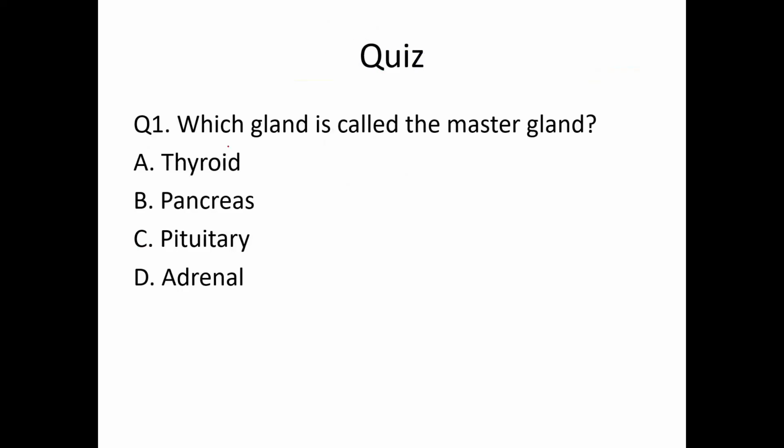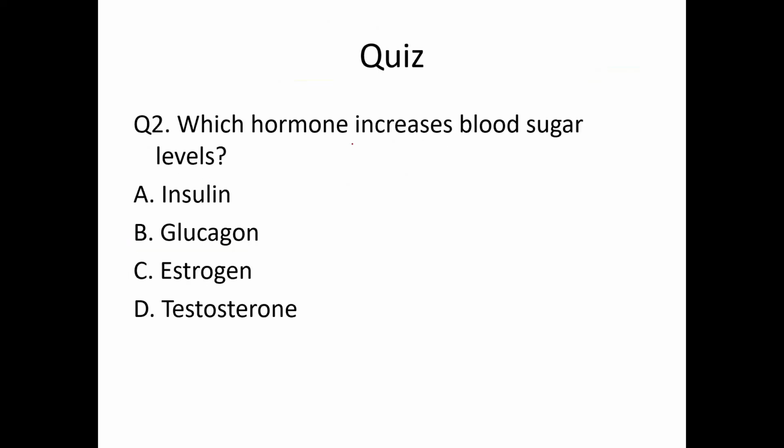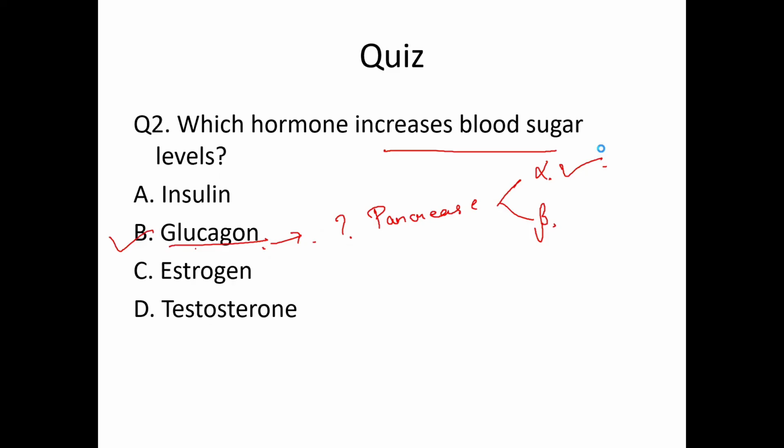Let's do some questions. Which gland is called the master gland? It's the pituitary. Which hormone increases blood sugar level? Glucagon. Produced by which gland? Glucagon is produced by the pancreas. And by which kind of cells, alpha or beta? It's made by alpha cells.